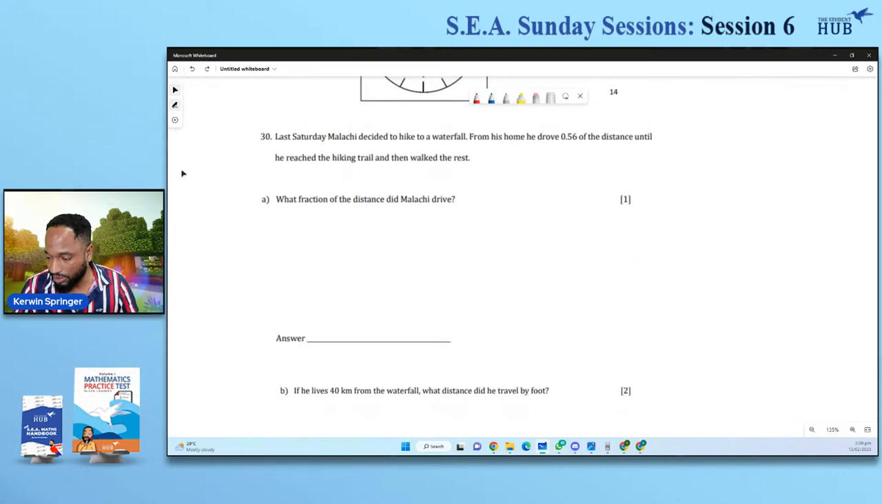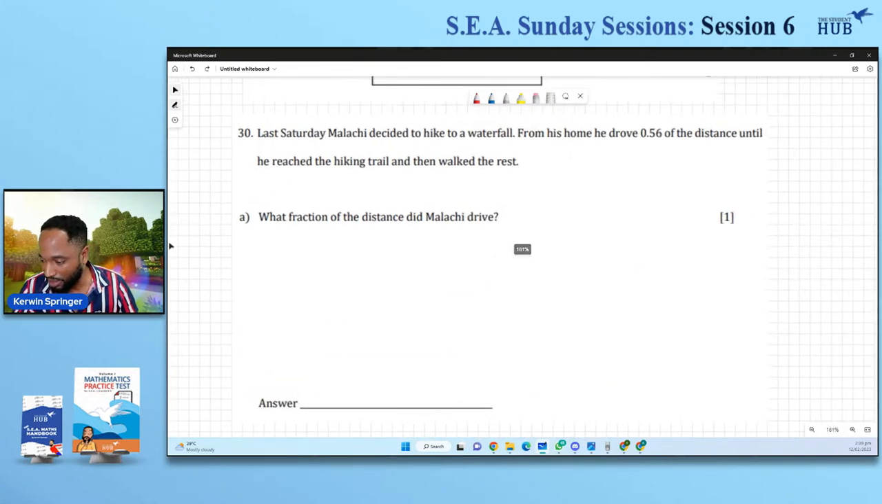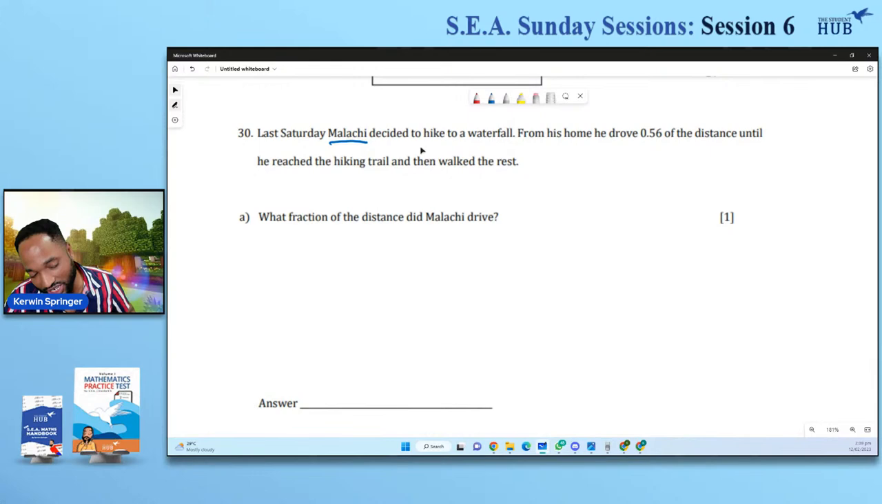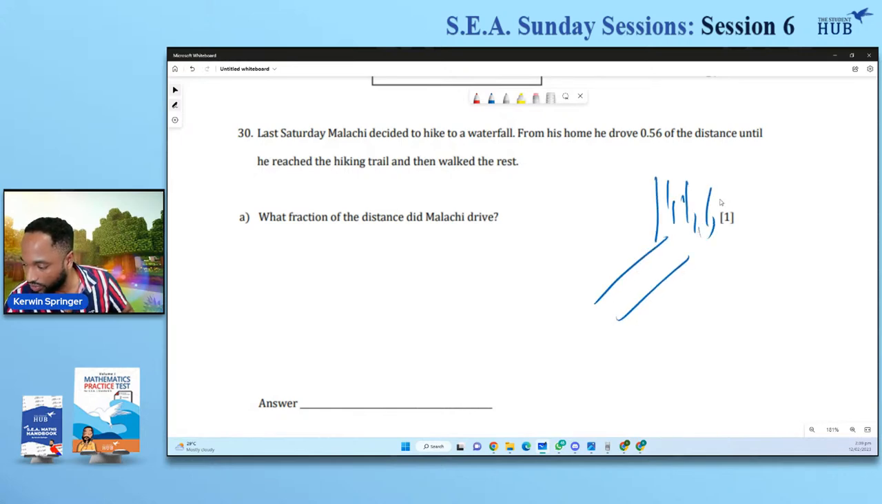All right, so number 30. Last Saturday, Malachi and friends decided to hike the waterfall. So he hiked up to the waterfall. He drove 0.56 of the distance until he reached the hiking trail and walked the rest. What fraction of the distance did he drive?